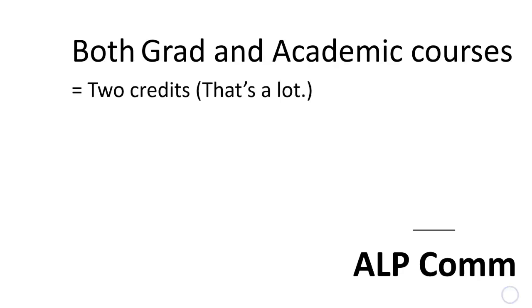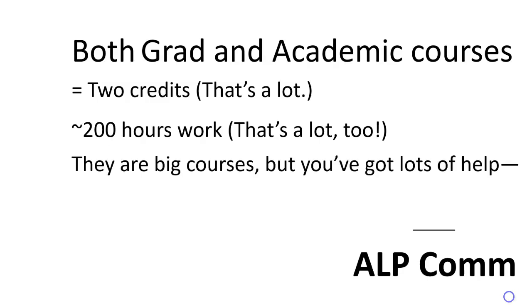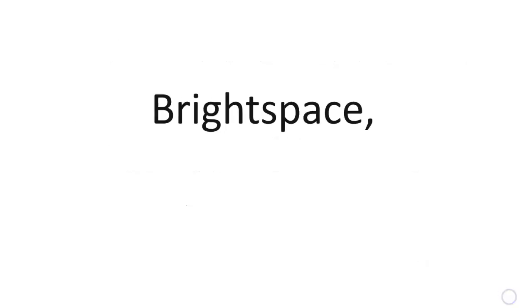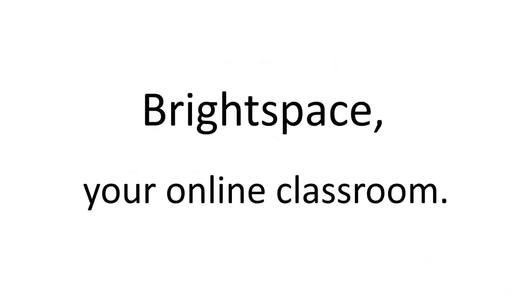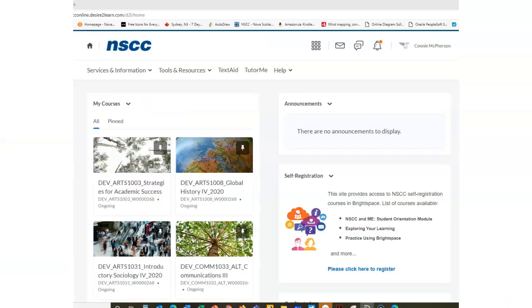Both the grad and academic courses are 2 credits, and that's a lot of credits. The Department of Education estimates that's about 200 hours work. That's a lot too. They are big courses, but remember, you've got lots of help, including Brightspace, your online classroom. Brightspace is the college's learning management system. So now that you have Brightspace, what do you do?